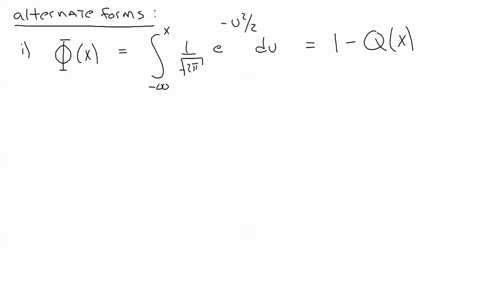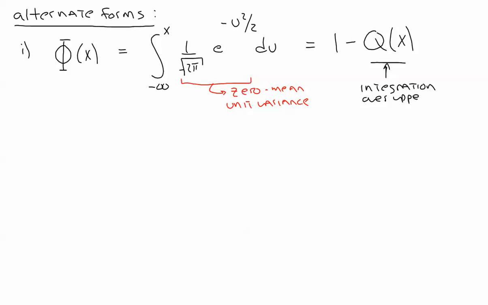All right. The phi function is the integral of the lower tail. The integrand here, by the way, let me point out again, is zero mean, unit variance. All right. The q function also involves an integral over a zero mean unit variance Gaussian probability density function. The q function involves an integration over the upper tail. And phi, this one, involves an integration over the lower tail.